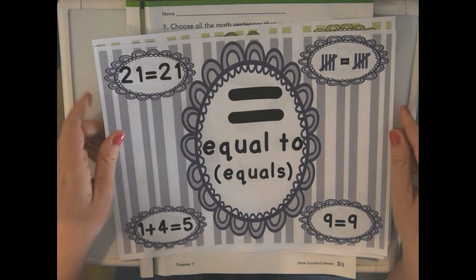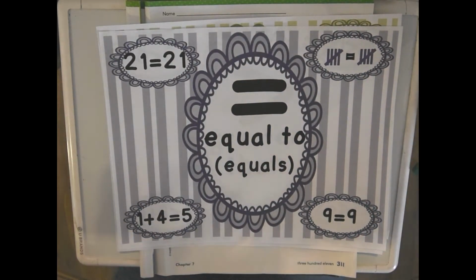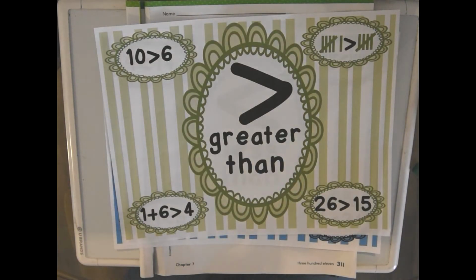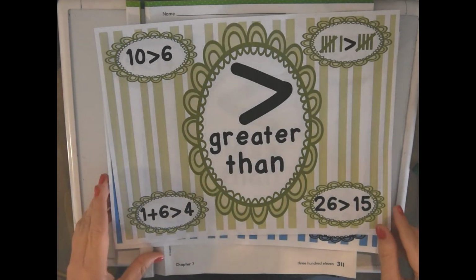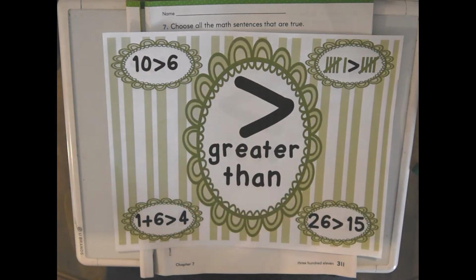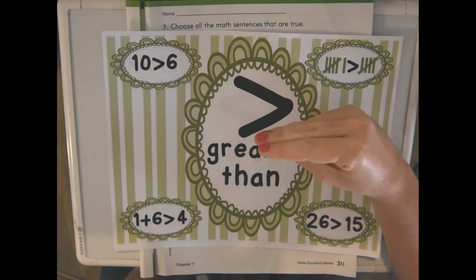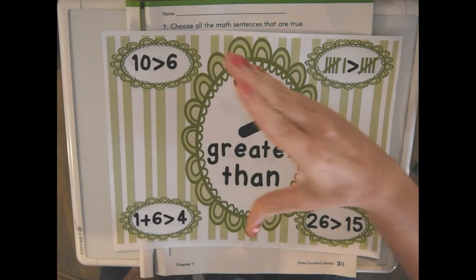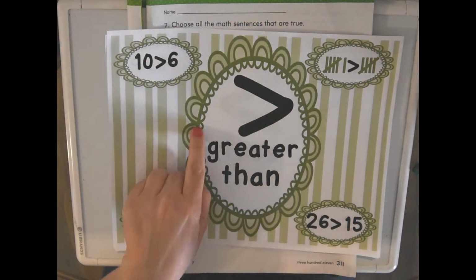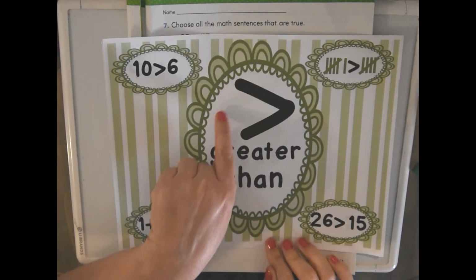So again, we should all know equal to. It means the same as, so that one's pretty simple. It gets a little harder when we're talking about greater than and less than, because they look the same. It's just how you write it. So greater than, you write it where you have the open side. We call that the alligator mouth, because it's ready to eat those bigger numbers. So we have the big open side towards the bigger number on the left side.